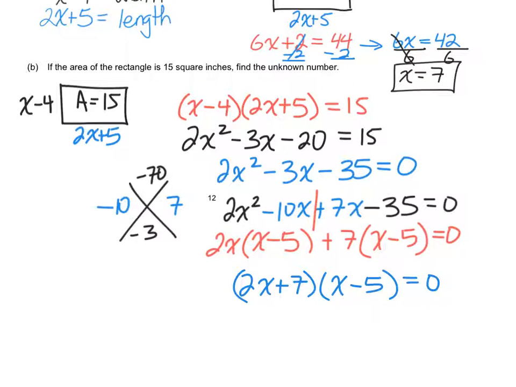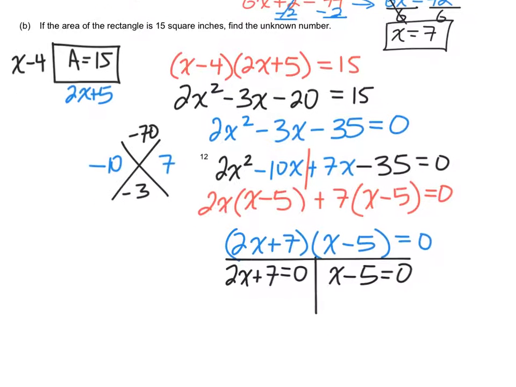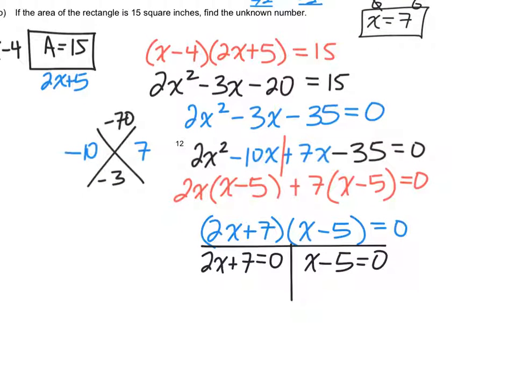you could set each of your factors equal to 0 and solve, but then the context of the situation might determine whether you're going to toss one of the solutions. So the first solution, I subtract the 7, divide by 2. I get x equals what? Negative 7 over 2. All right, and the other one, I add 5, so you get x equals 5.